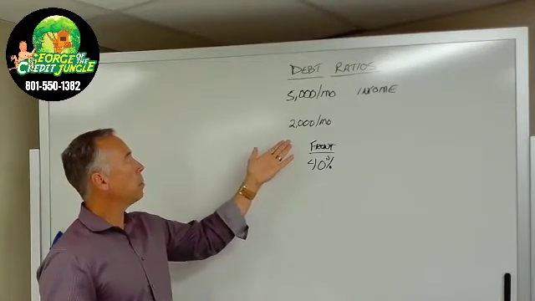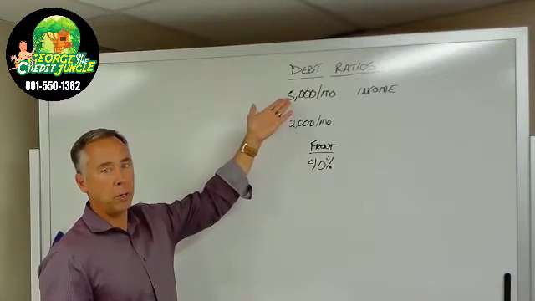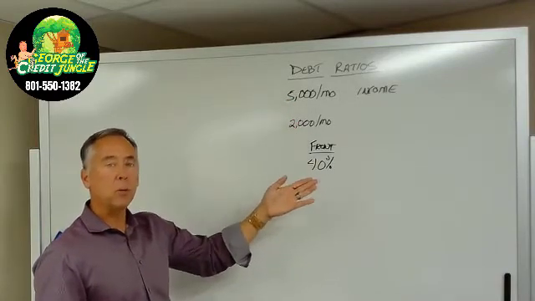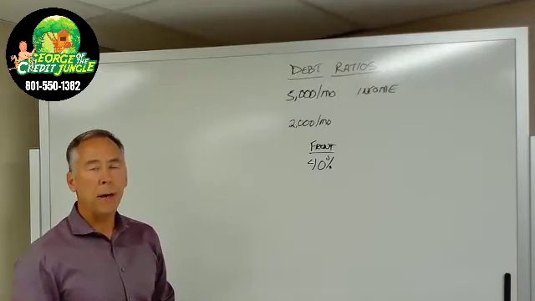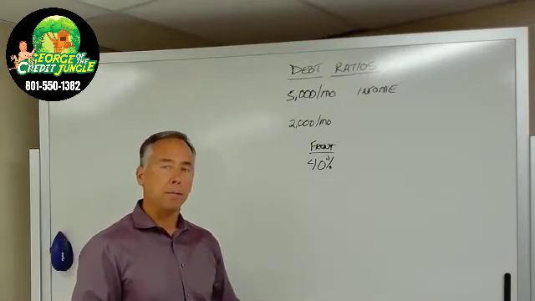But what if your income is $4,000 a month? Well, now the housing expense is going to be 50% of your income. You're not going to be able to get approved for that even though you have no debt.